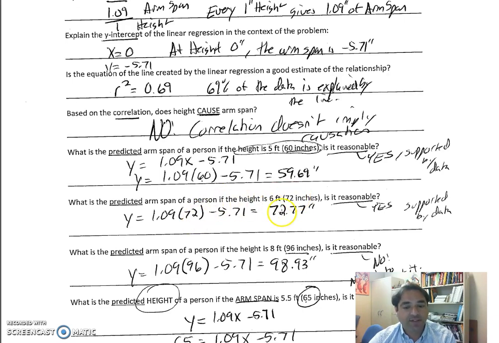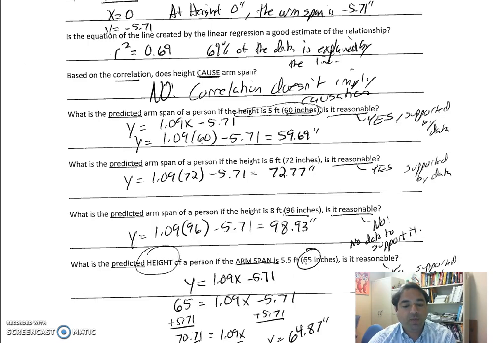Put that in for x. We can say the predicted arm span of a person with a height of 6 feet, 72 inches, is 72.77 inches. Then we can say a height, we can predict anything. We predict the height of someone that's 8 feet tall, so 96 inches, plug it in for x. We can say the predicted arm span of a person who's 8 feet tall, 96 inches, is 98.93.